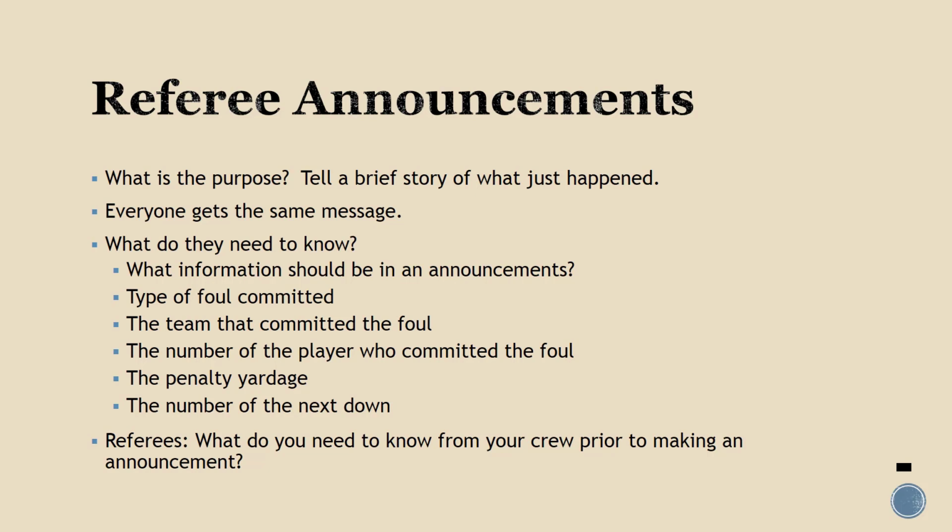Some information that you need to know to give in your announcement is, one, the type of foul that was committed, two, the team that committed the foul, three, the number of the player who committed the foul, four, the penalty yardage involved in the foul, and lastly, the number of the next down. This is all information that you as a referee need to get from your crew before you make the announcement.